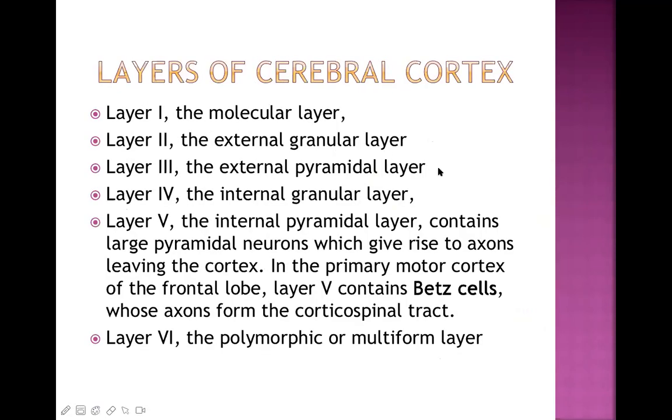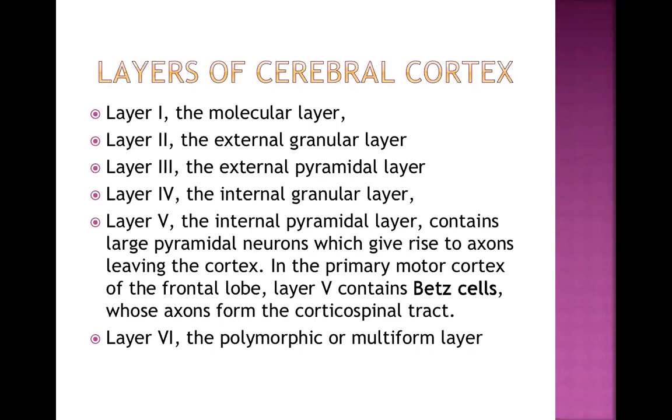Now, what are the layers of cerebral cortex from where those corticospinal fibers are originated? So when you go through these layers, you know your answer. Cerebral cortex has 6 layers, layer 1 to layer 6. Layer 1 is called the molecular layer. Just knowing the name is enough here. Layer 2, the external granular layer. If you want to know in detail, please go through the histology textbook.